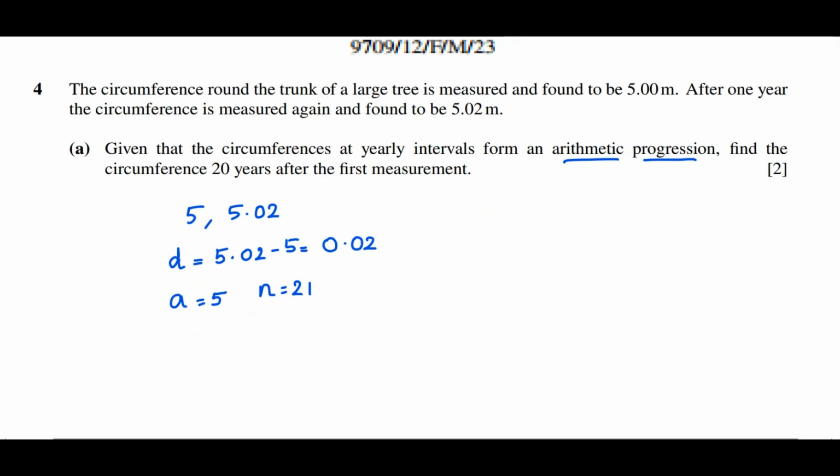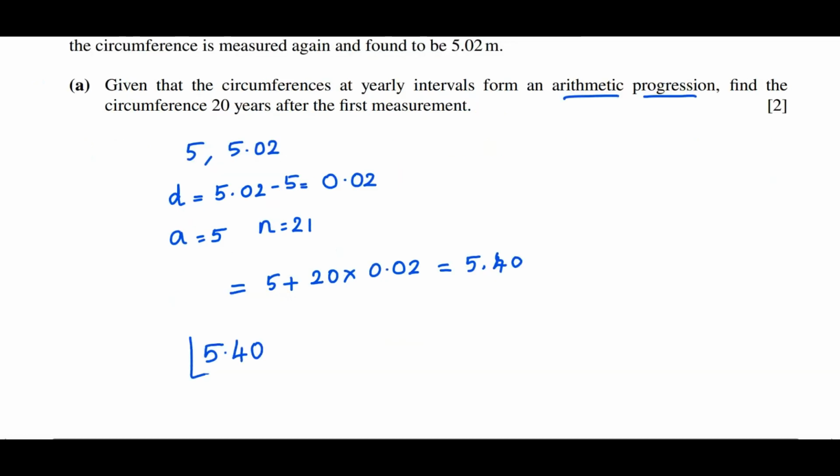So the nth term formula is, let us substitute the value of a and n in the nth term formula of the arithmetic progression, which is a plus n minus 1, which is 20, multiplied by d. D is 0.02, which is equal to 5.40. 5.40 is the answer.